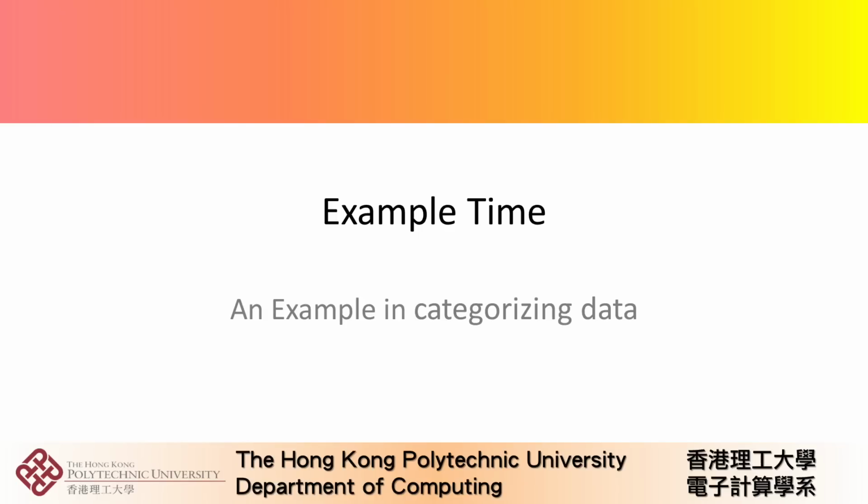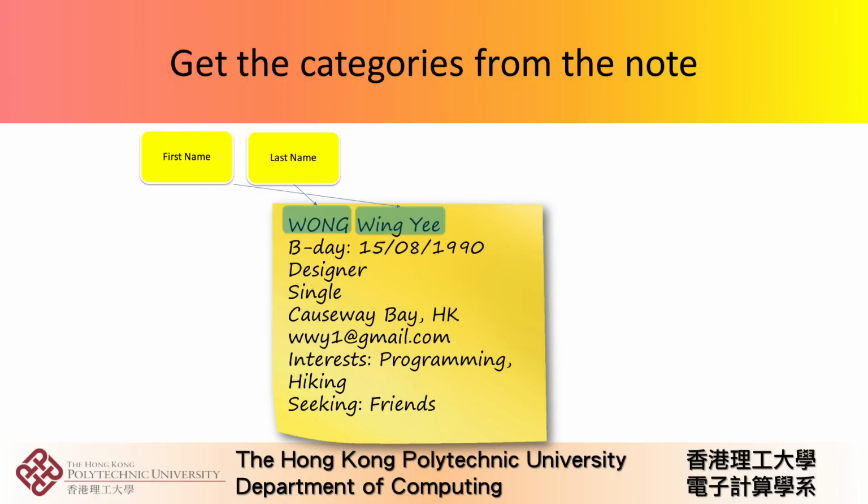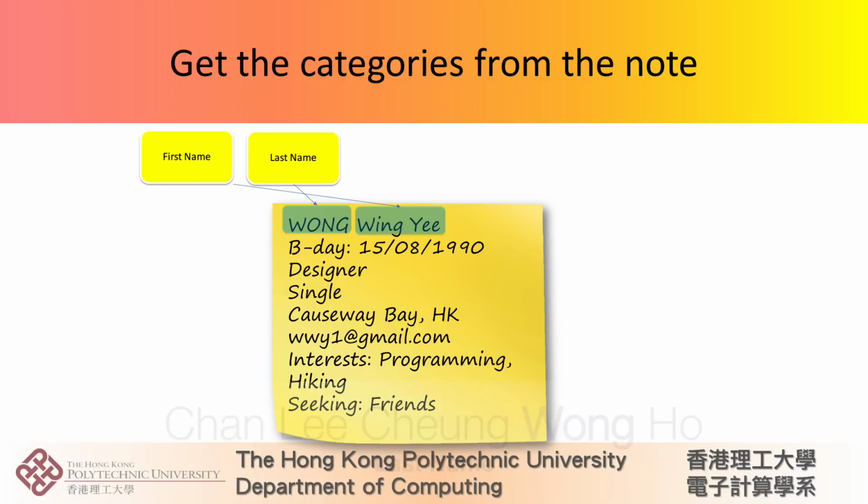There is an example in categorizing data. Here is an example to categorize the notes. Wenyi is the first name and Wong is the last name. We have split her name into first name and last name. This is the standard practice and will help us process the data later.